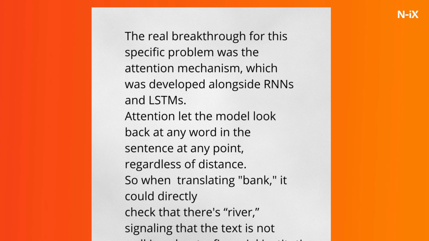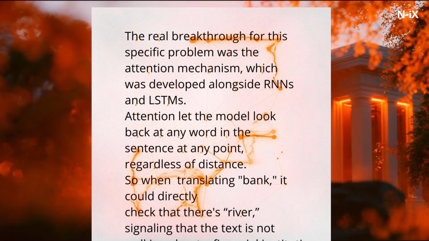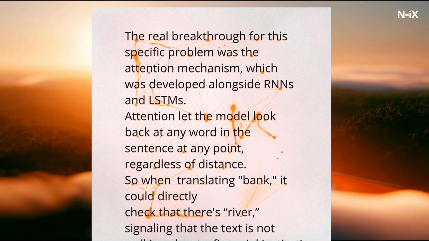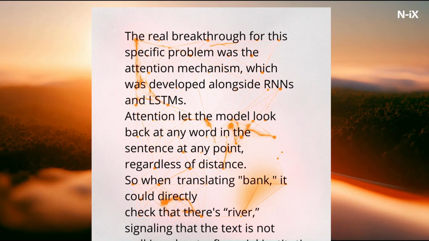The real breakthrough for this specific problem was the attention mechanism, which was developed alongside RNNs and LSTMs. Attention let the model look back at any word in the sentence at any point, regardless of distance. So when translating bank, it could directly check that there's river, signaling that the text is not talking about a financial institution.